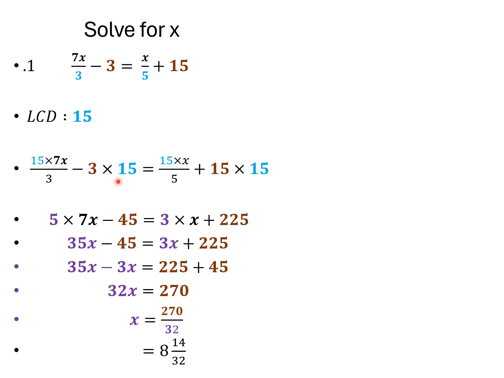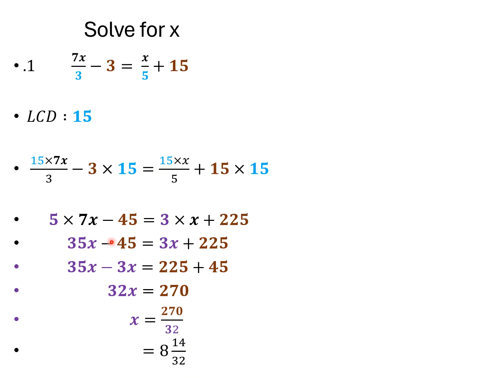So there I got rid of my denominators. Now I'm just left with a linear equation. I'm back to the first method I showed you. So there 5 times 7x gives me 35x minus 45. 3 times x gives me 3x plus 225.